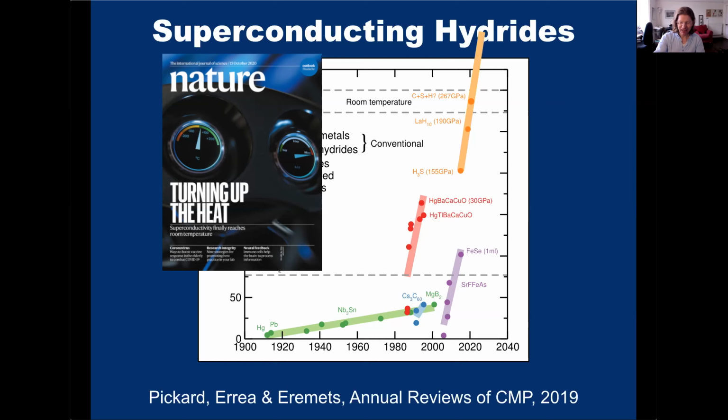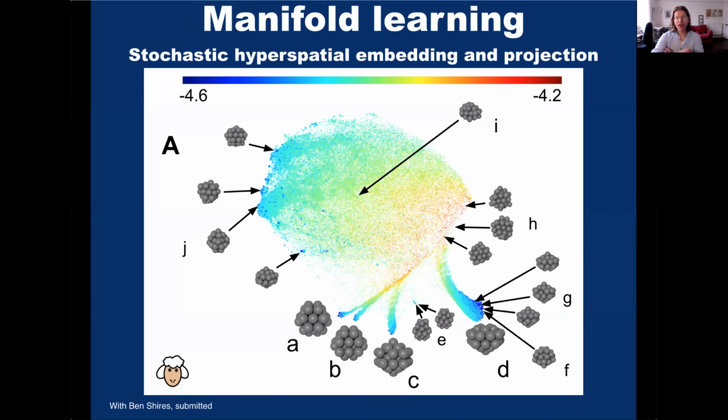So a further bit of technique that we've been developing is so-called manifold learning, which is a way of doing dimensional reduction to describe large numbers of the structures that you generate from a random structure search and visualize them in a lower dimensional space. And so this is some work that Ben Shires has been doing, my PhD student in Cambridge. And here we're visualizing the Lennard-Jones 38 cluster, the famous Lennard-Jones 38 cluster. And the beautiful thing of these projections is that without any input, it presents the multi-funneled structure that had long been suspected for this system.